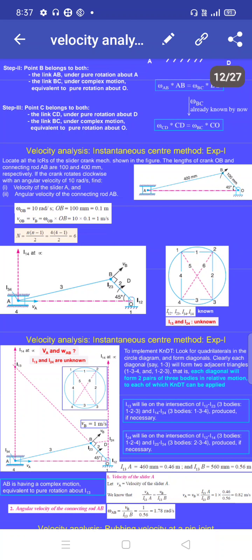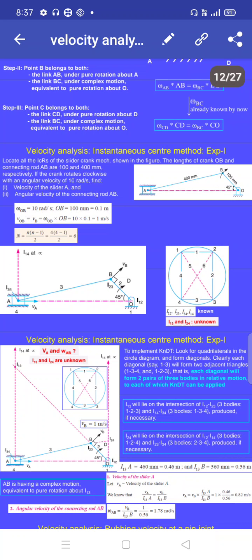Locate all the instantaneous centers of rotation of the slider crank mechanism as shown. The lengths of crank OB and connecting rod AB are 100 and 400 mm respectively. If the crank rotates clockwise with an angular velocity of 10 radian per second, we need to find the velocity of slider A and the angular velocity of connecting rod AB.